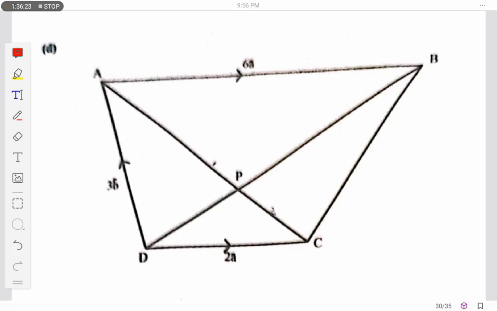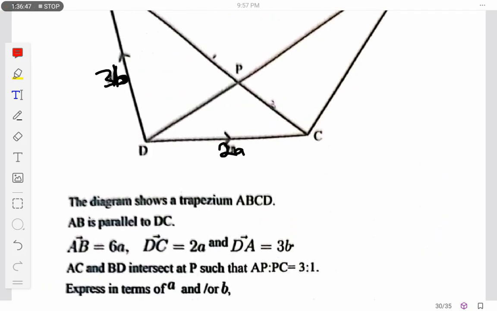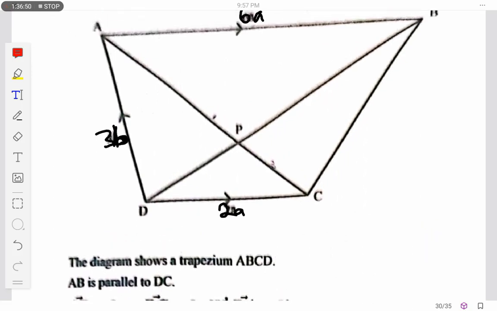Okay, let me just rewrite this. This is 6a, this is 3b, this is 2a. Okay, I think that is clear. Fine, now let's answer the questions. They are saying the diagram shows a trapezium ABCD. So these are parallel. AB is parallel to DC. So this is parallel to this.